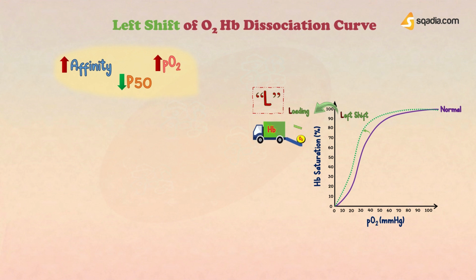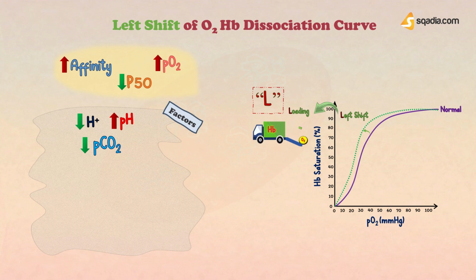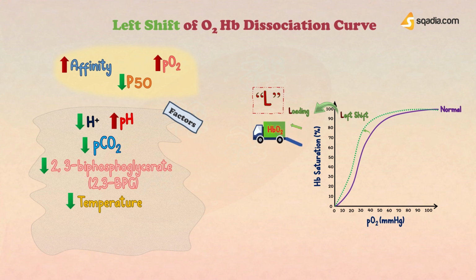Now, the factors causing the left shift include a decrease in hydrogen ion concentration, increased pH or alkalinity, a decrease in the partial pressure of carbon dioxide, decreased 2,3-BPG concentration, and decreased temperature. Can you see? Yes, it's exactly opposite to what we saw in the right shift. So, the underlying mechanism is the same as discussed previously.